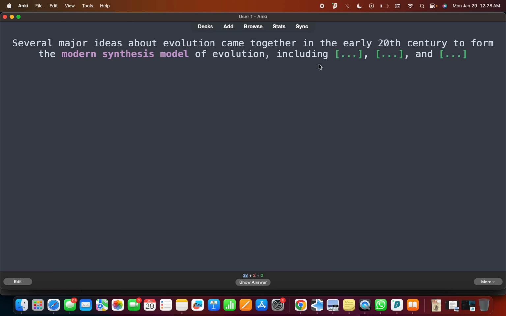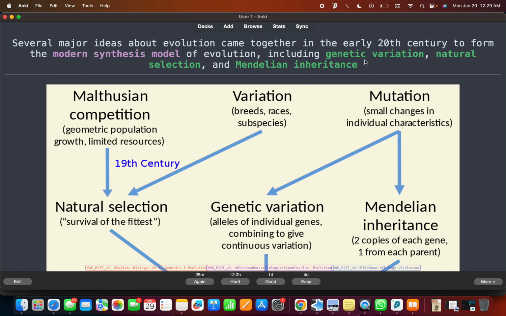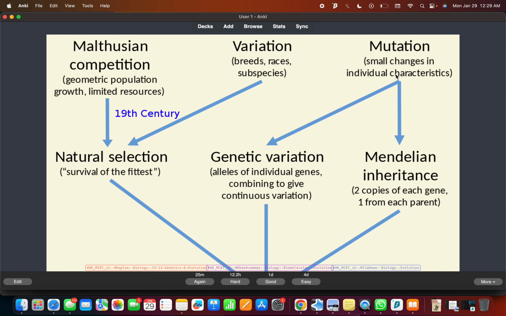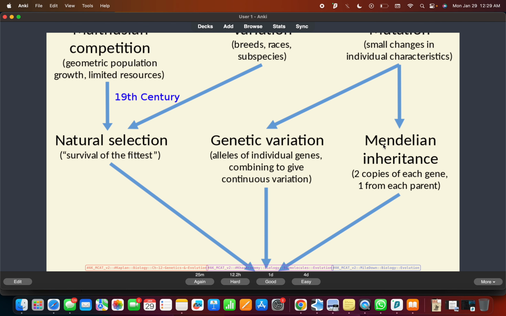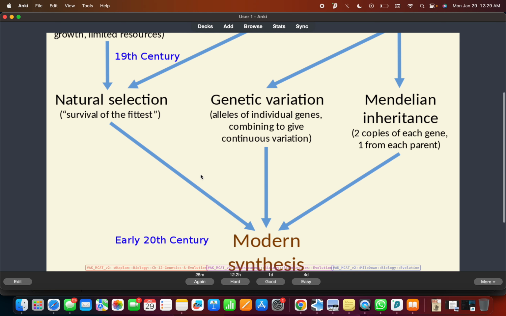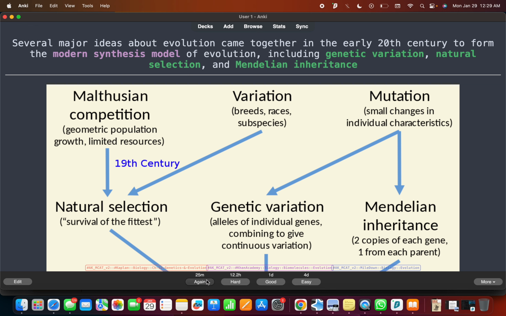Several major ideas about evolution came together in the early 20th century to form the modern synthesis model of evolution, including 3 of them: genetic variation, natural selection, and Mendelian inheritance. We have variation, breeds, races, subspecies. We have Malthusian ideas: competition, geometric population growth, limited resources. Combined together in the 19th century, you get natural selection, survival of the fittest. Then we have mutations, small changes in individual characteristics. Then you get genetic variation and Mendelian inheritance. For Mendelian, you have 2 copies of each gene, 1 from each parent. For genetic variation, alleles of individual genes combine to give continuous variation. Then you get the modern synthesis hypothesis of the early 20th century: natural selection, Mendelian inheritance, and genetic variation.